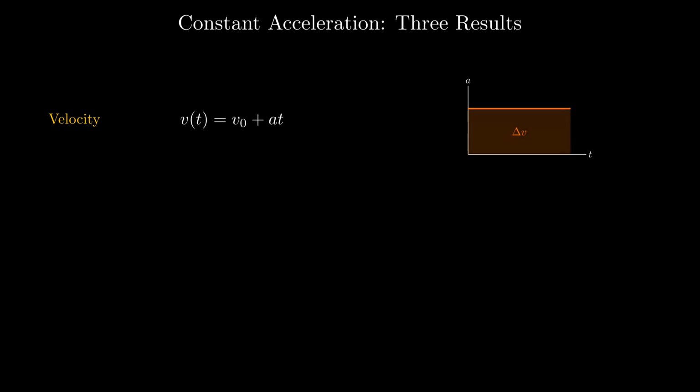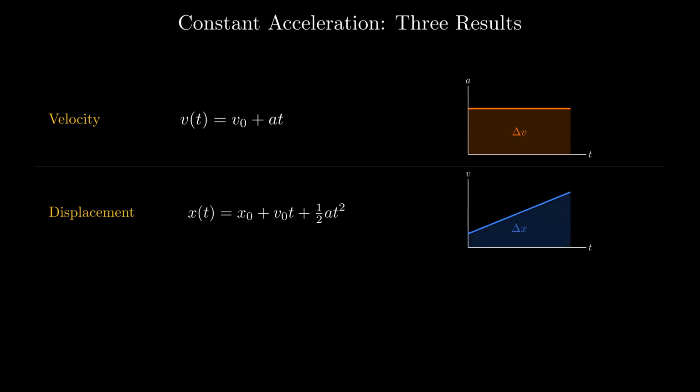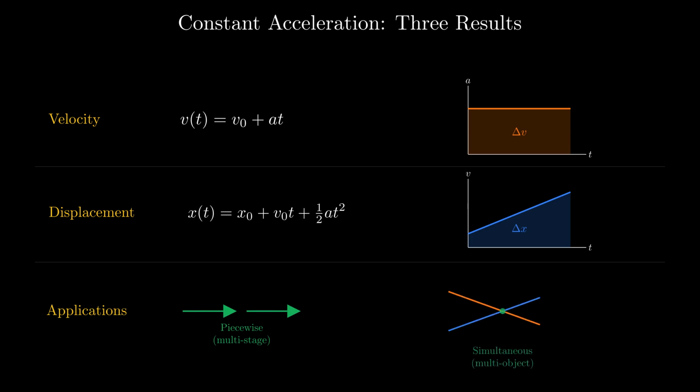3 results for constant acceleration. Velocity is linear, v of t equals v0 plus at, with the at graph area giving delta v. Displacement is the vt graph area. x of t equals x0 plus v0 t plus 1/2 at squared. Apply these to multi-stage and multi-object problems through piecewise functions and simultaneous equations.